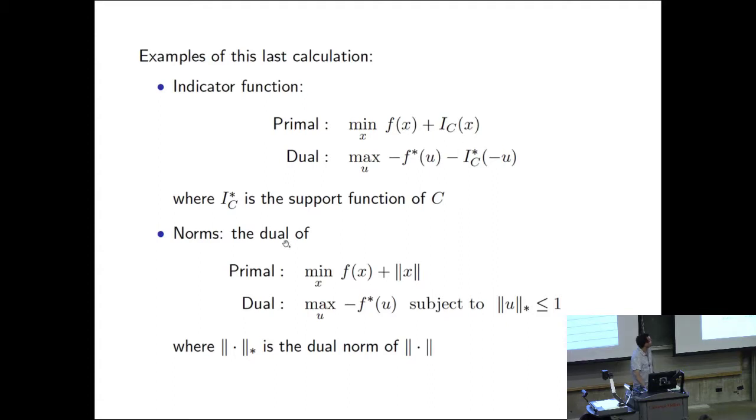And for a norm, if I have f of x plus a norm, then the dual of that problem is to maximize minus f star of u subject to the dual norm of u being less than or equal to 1. Again, that's because the conjugate of this function is the indicator of the dual unit ball. So these are very handy general rules for duals that should save you a bunch of time once you apply them appropriately. And the lasso was actually just a specific example of this.